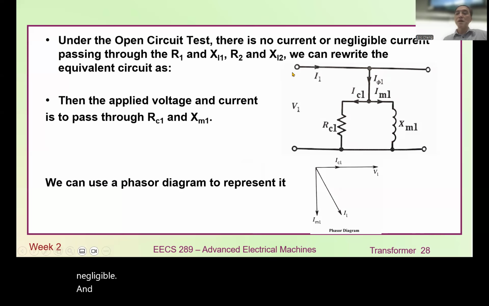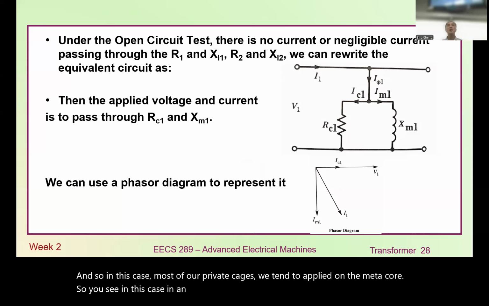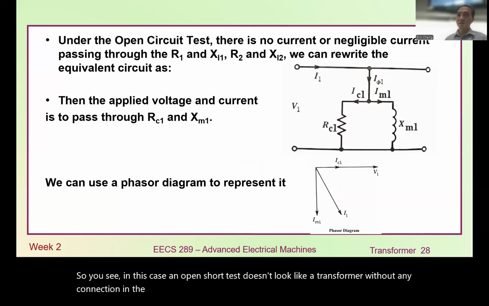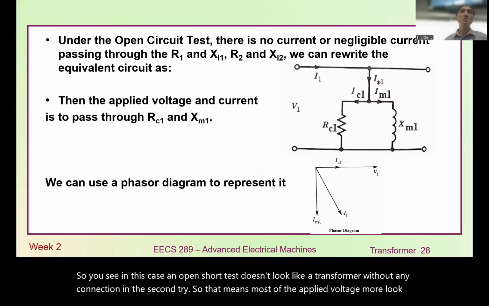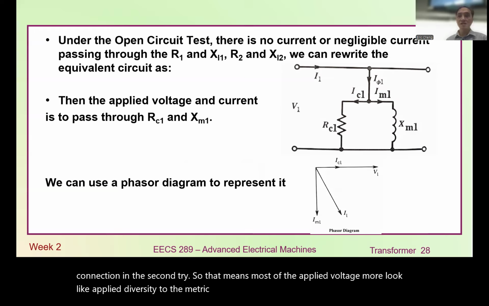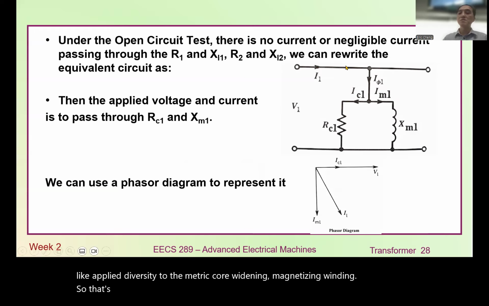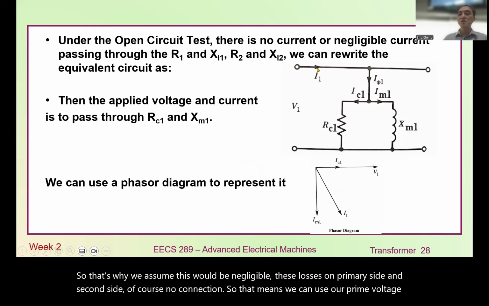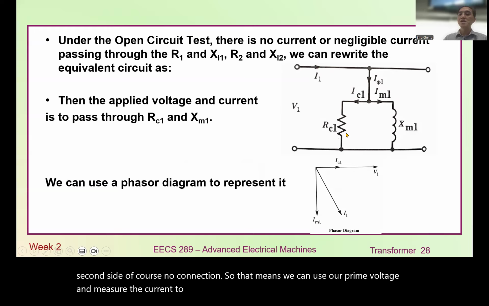So in this case, most of the applied voltage we tend to apply across the magnetic core. The open circuit test looks like a transformer without any connection on the secondary side, so most of the applied voltage is applied directly to the magnetizing winding. That's why we assume the losses on the primary side are negligible, and the secondary side, of course, has no connection. So we can apply voltage and measure the current to get the parameters for the R and X components. That's the commonly used method.